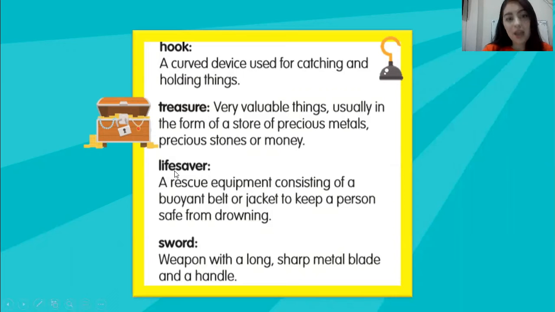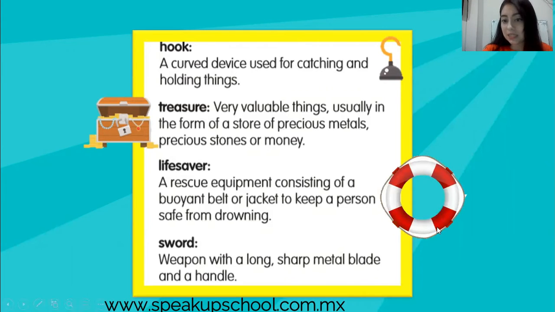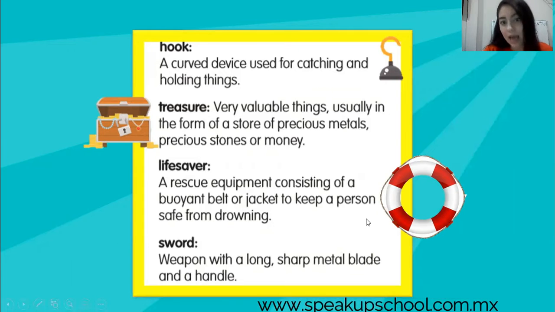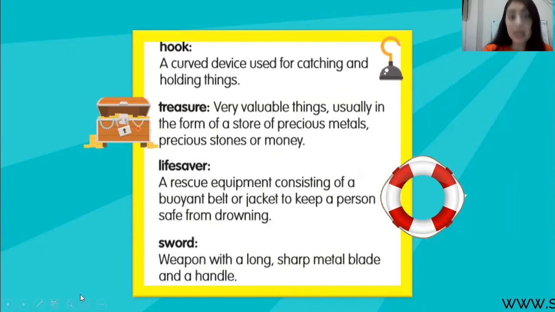Then we have the lifesaver, okay? The lifesaver is this object that saves your life. They keep you safe from drowning, okay? Then we have a sword. A sword is a weapon with a long, sharp metal blade and a handle, okay? That is a sword. So can you repeat with me?